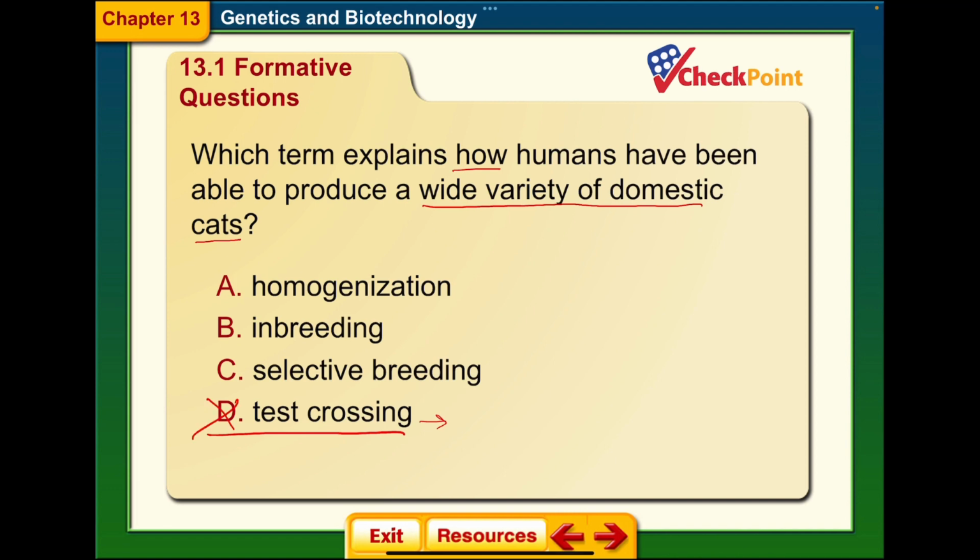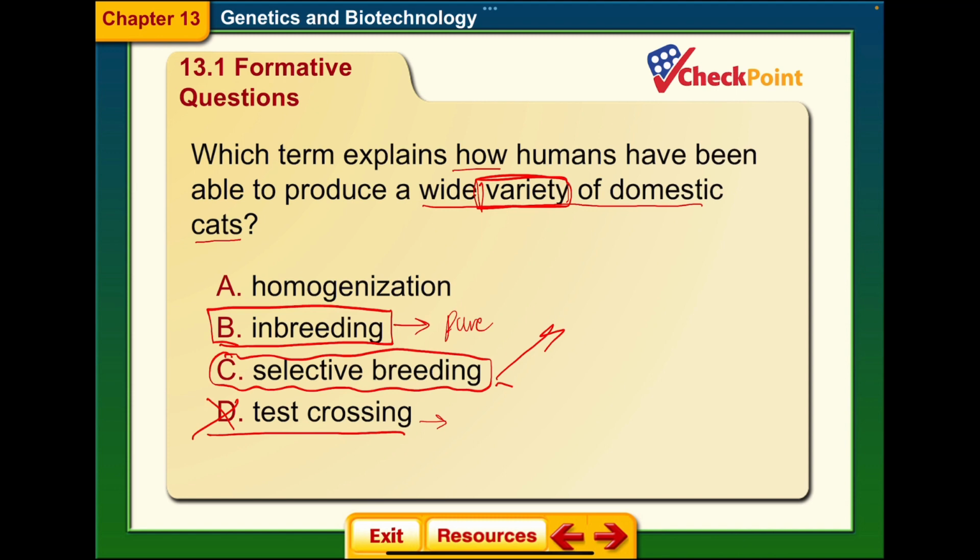Is it inbreeding? When we say inbreeding, we're keeping a purebred, right? So we're not changing anything. We want to keep it the same. We want to maintain it. So that's not variety. Variety is when we have different types of things. Yes, it is using selective breeding. And selective breeding, we said, is divided into two things: inbreeding and hybridization.